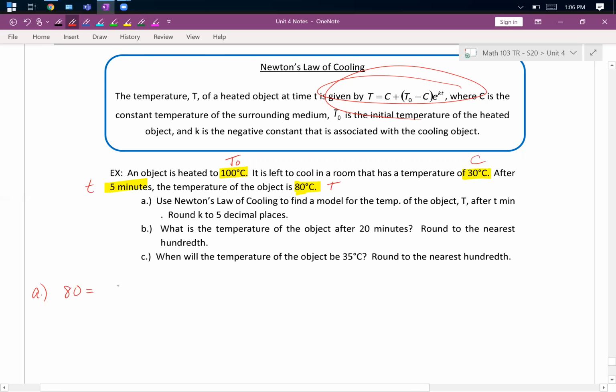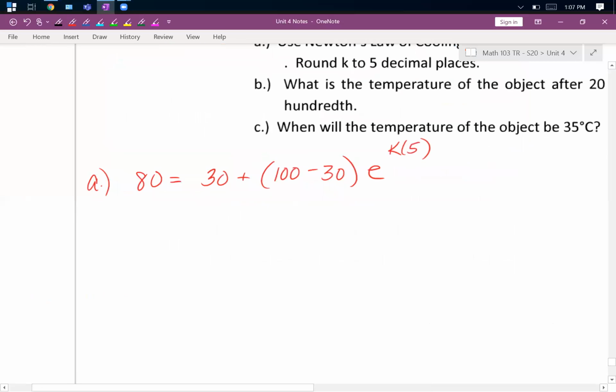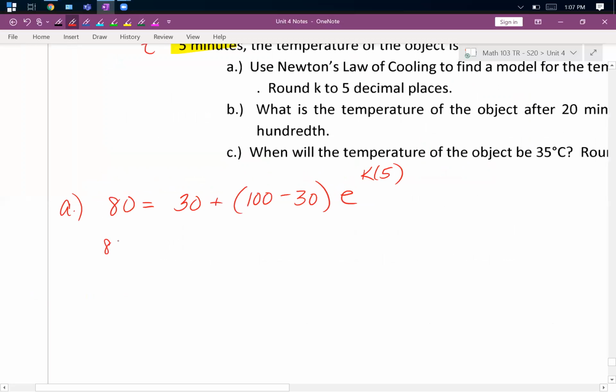So 80 equals 30 plus 100 minus 30 times e to the K times 5 power. I'm going to do some cleanup here. I'm going to subtract those numbers in the parentheses and fix my exponent. We get 80 equals 30 plus 70 times e to the 5K power.